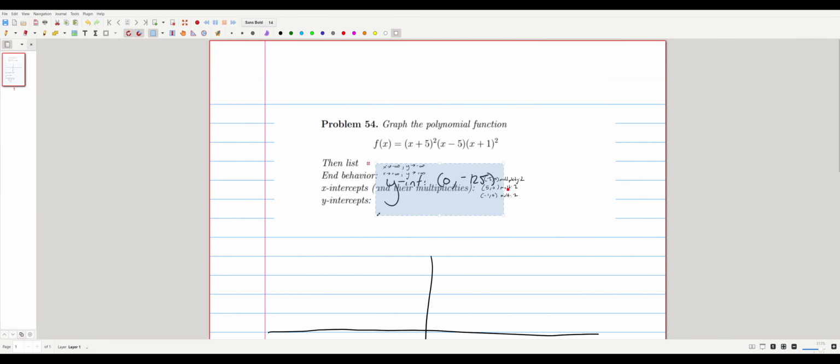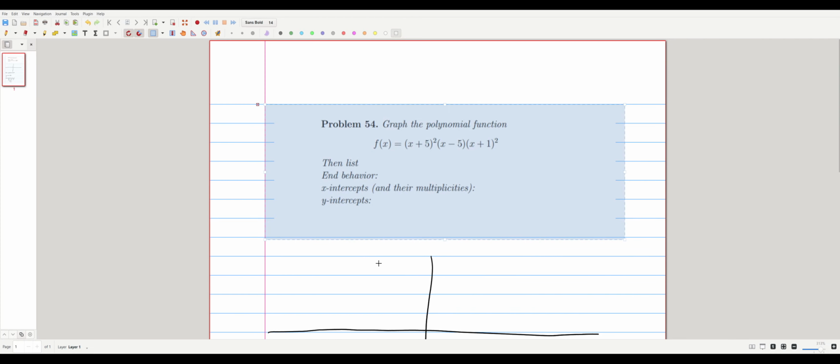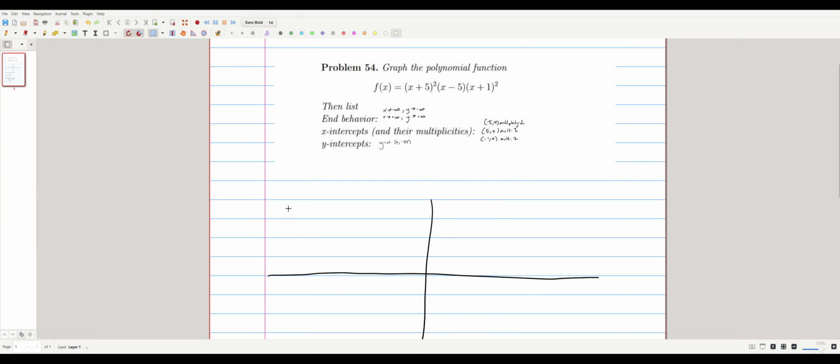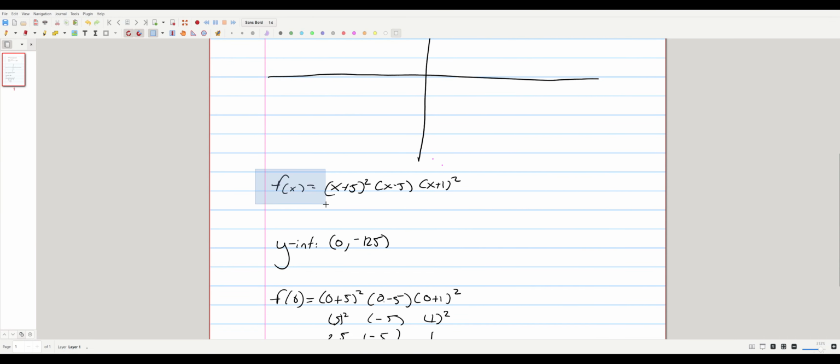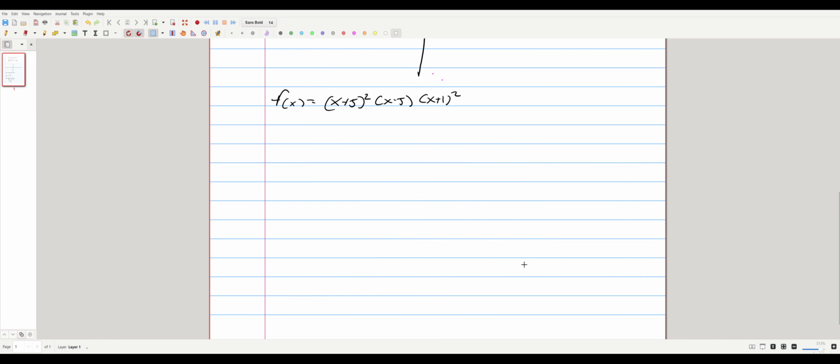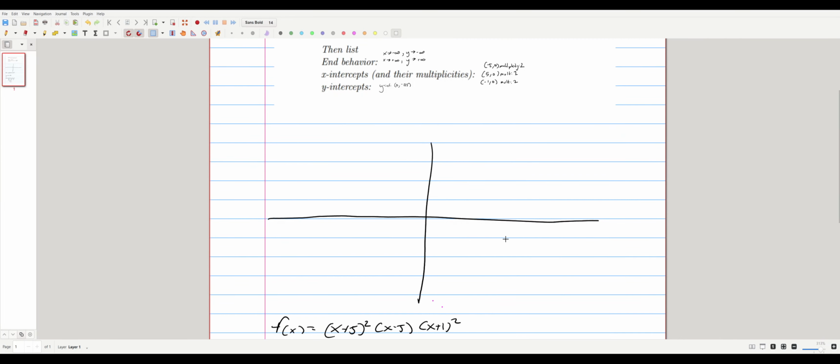Paste that in our solutions. Okay, and now all we have to do is graph the function, and we have everything that we need to sketch it. So we know the end behavior. We know that when x becomes negative, that's this part right here.